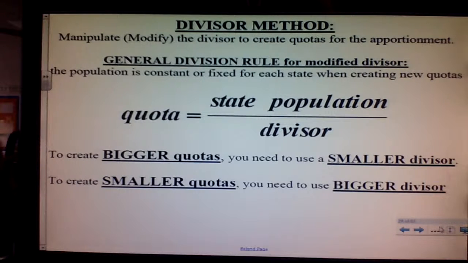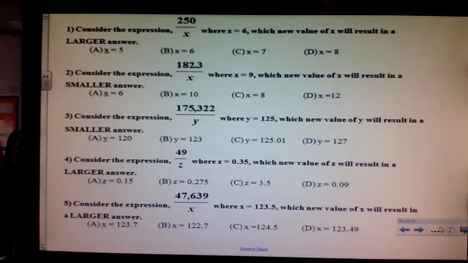For the next 3 sections of your life, we are going to have to play a guessing game. So when I need to make my quotients bigger, we are going to have to guess a divisor that is smaller. When I need to make my quotients smaller, I'm going to need to guess a divisor that is bigger. This is your general rule from here on out. We're going to practice a little bit.